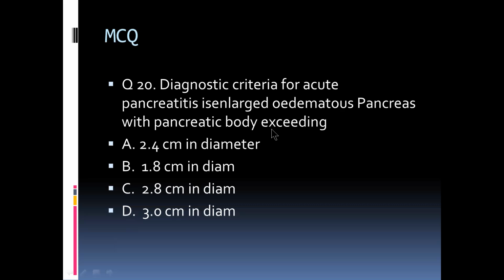Then diagnostic criteria for acute pancreatitis is an enlarged edematous pancreas with pancreatic body exceeding 2.4 centimeter, 1.8, 2.8 or 3 centimeter. The answer is 2.4. It is 2.2 to 2.4 centimeter in diameter, the upper limit for diagnosing acute pancreatitis.